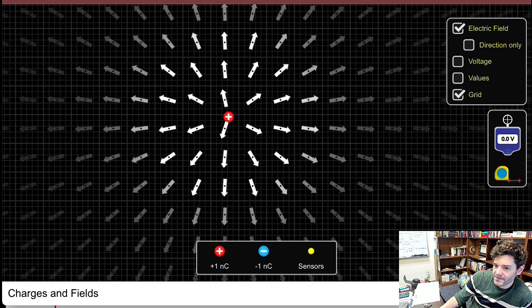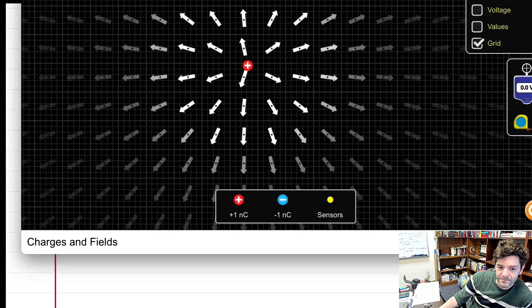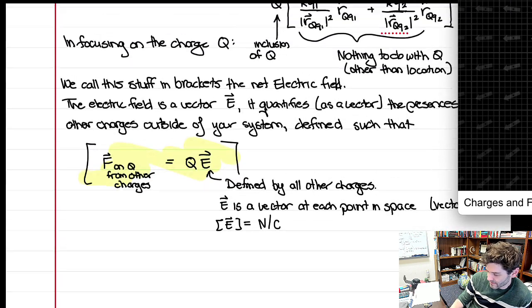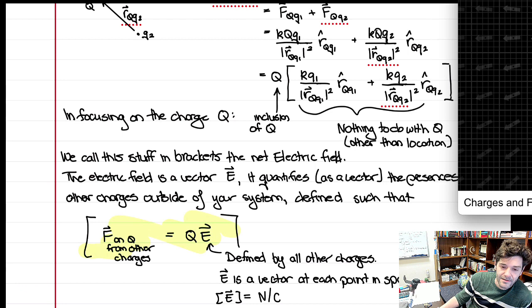But again, if you go back to the expression that we wrote down using the example to motivate, it seems like it depends both on the charges themselves, as well as how far away you are from those particular charges.